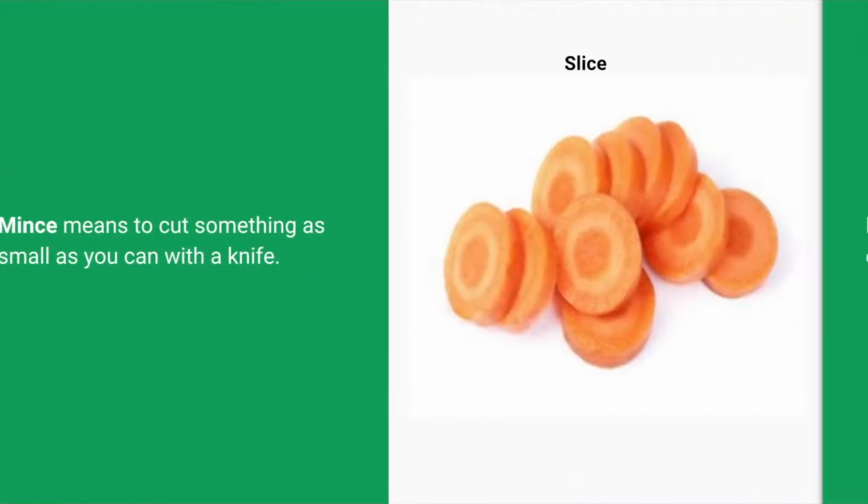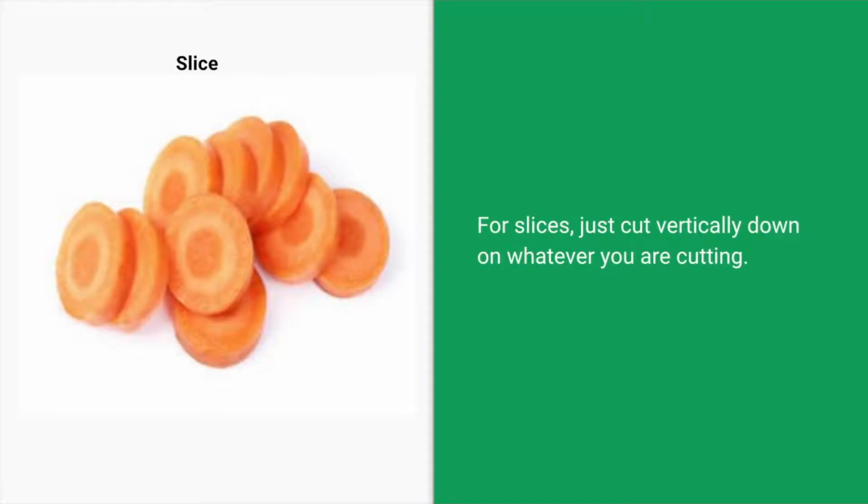Sliced is exactly what it sounds like. For slices, just cut vertically down on the vegetables, so long ways, and you're all set. Typically, you can slice these as thick or thin as you prefer, but again, the recipe will often tell you a recommendation of how thick or thin the slice should be.